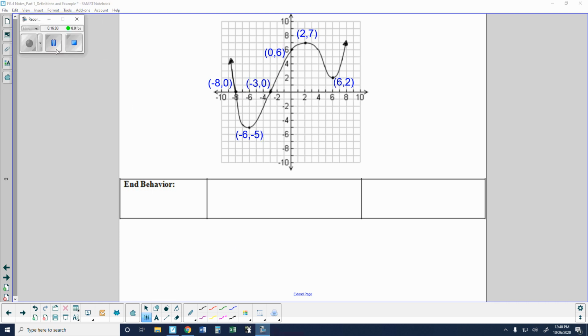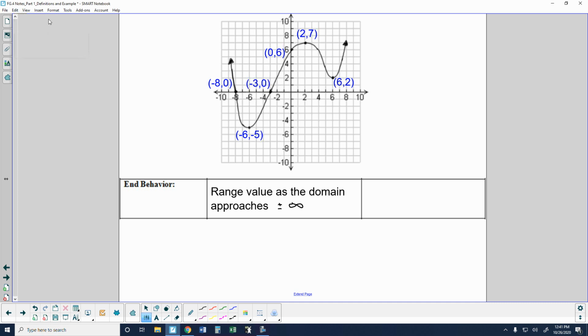We have probably a new definition for everybody here. This definition is our last one. It is end behavior. End behavior is the range values as the domain approaches positive and negative infinity. Or basically, what is the graph doing to the left? What is it doing to the right at the ends of the function?